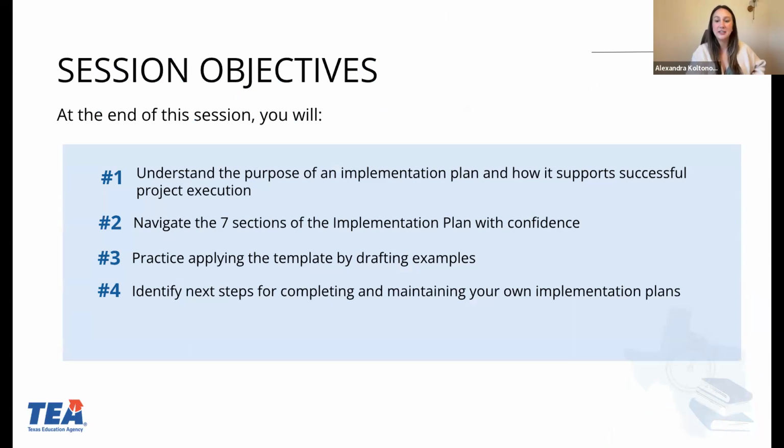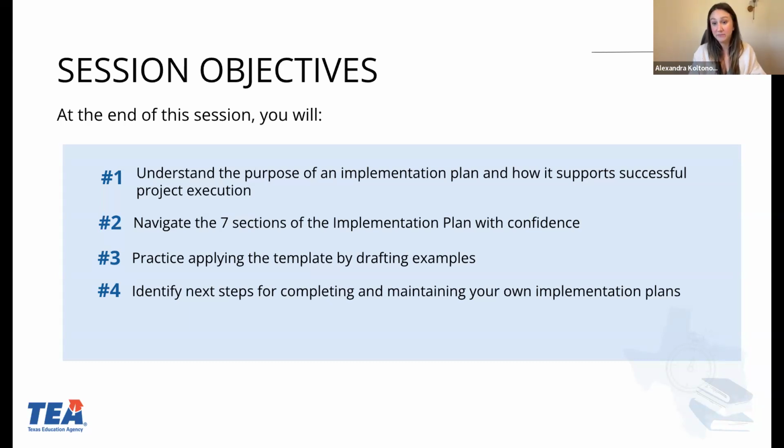And so as I kind of mentioned, today's objectives are first to really understand the purpose of the implementation plan and how it supports successful project execution. Also going over what it means for the teacher time study. Obviously, we have all made implementation plans. They all look a little bit different. Latanya and Sarah worked really hard to kind of take from all of the different plans that they've done, what they found successful, what didn't work, and made this really awesome plan that is really taking all of the best practices that we've learned. Number 2 is navigating the 7 sections of the implementation plan, which again are those tabs.